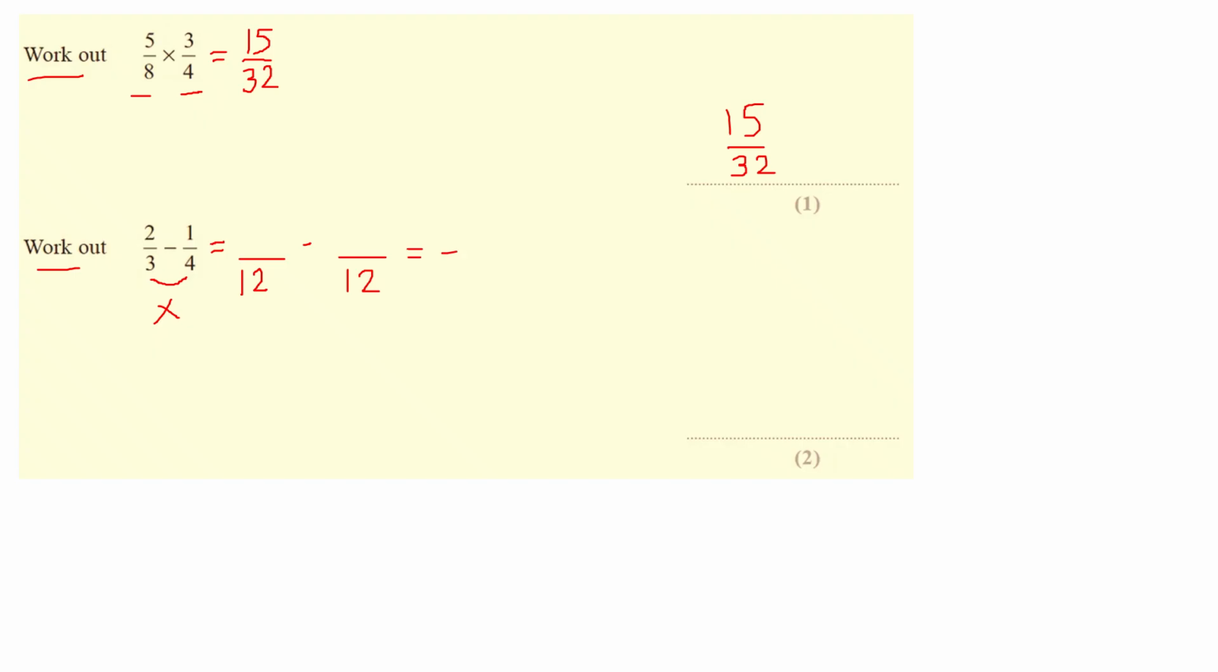To go from 3 to 12 for the first fraction, we've timesed it by 4. So we're going to times the top by 4. So 2 times 4 is 8. For the second fraction, we times 4 by 3 to get to 12. We're going to times the top by 3. 1 times 3 is 3. Now we just have to subtract the numerators. 8 minus 3 is just 5. So we get 5 out of 12, or 5/12 as our answer.